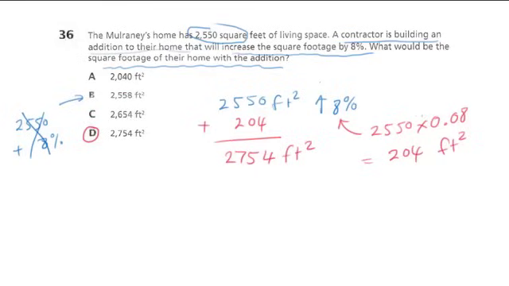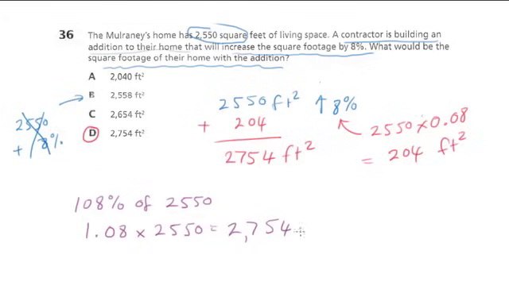And just like in the previous question, there was a nice, maybe faster way to solve this. If we're looking to add on 8%, we're really looking for 108% of 2550. And so in this case, we're looking to do 1.08 times 2550. If I do that right now, I get my answer directly: 2754, which is answer D.